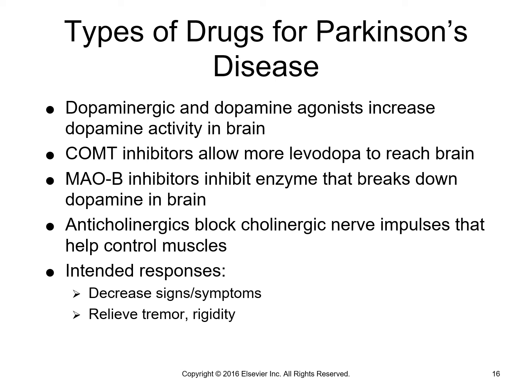You also have your MAO-B inhibitors, which inhibit the enzyme that breaks down dopamine in the brain. So as you can see, dopamine is very important for patients with Parkinson's disease because that's what they're lacking. So you have to increase the amount of dopamine that they receive. You can also give them anticholinergic medications, which block the cholinergic nerve impulses that help control the muscles. The intention of this medication is to decrease the signs and symptoms and to relieve tremors or rigidity of the patient.